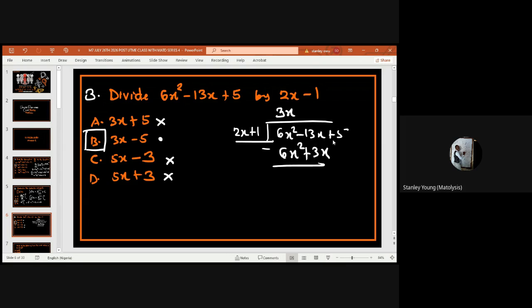Minus 13x minus 3x. You have to be careful of signing: minus 13x minus 3x. What's that? That's minus 16x. Minus 16x plus 5. Get that? So, how many times can 2 go here? Make sure I did 13. Okay, 2x multiplying this, I mean, in minus 16x, and that is going to give us, is that not minus 8?